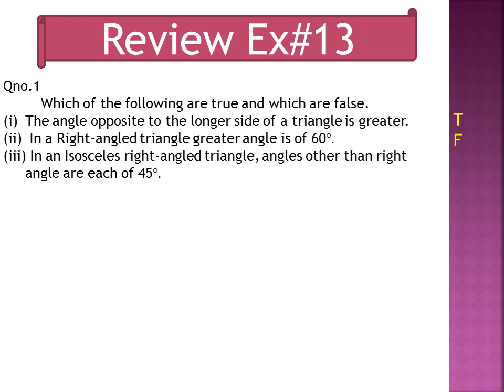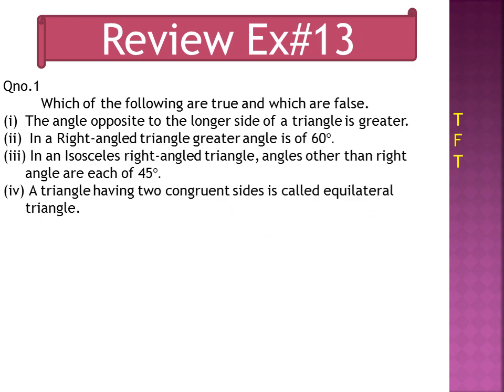Next statement is: in an isosceles right angle triangle, the angles other than the right angle are each of 45 degrees. This statement is true because in an isosceles right angle triangle, one angle is of 90 degrees and the other two angles must be equal. So the other angles are of 45 degrees. Next statement is: a triangle having two congruent sides is called an equilateral triangle. This statement is false because in an equilateral triangle, all the sides are equal in length.